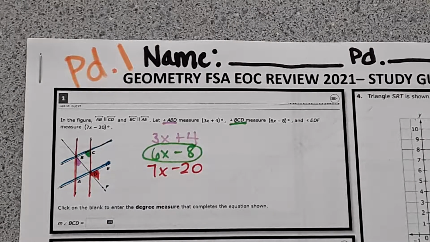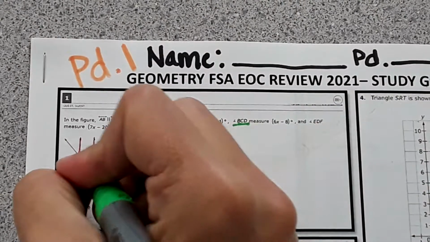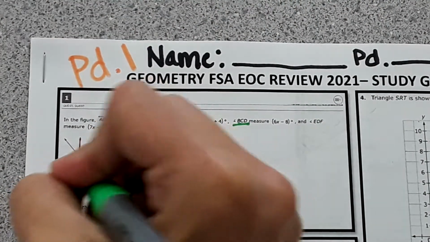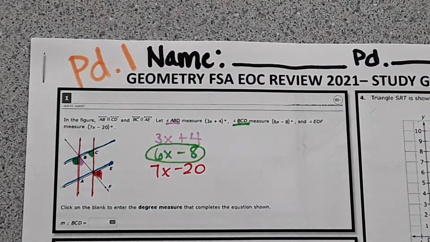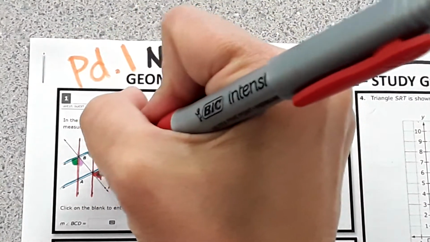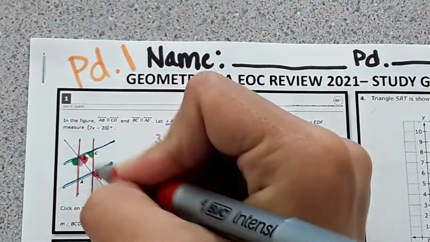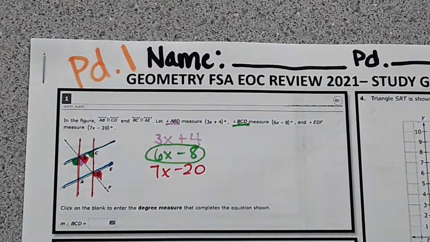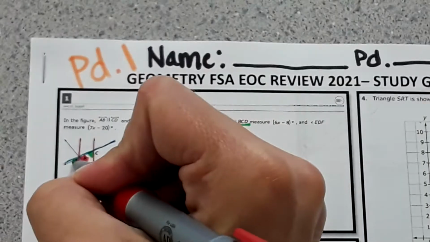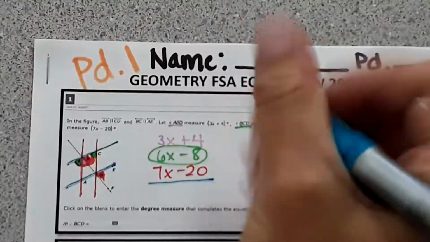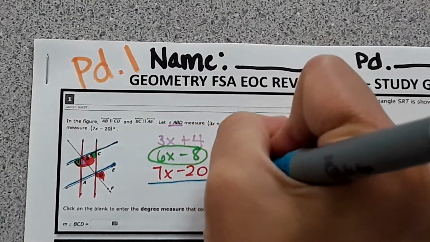It might take you a while to figure this out, but just to shortcut, this angle right here is the same measure as this one because they are corresponding. And this angle right here is the same as this one because, again, they're corresponding. So now these three angles here are supplementary and they add up to 180. So we're going to literally put these equal to 180 and then solve for x.